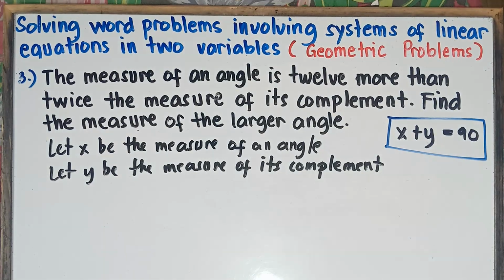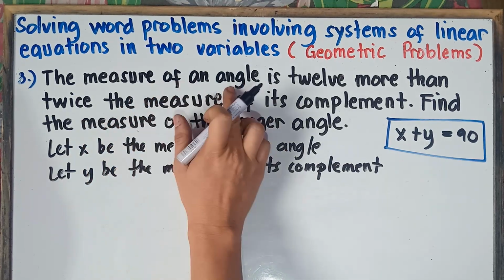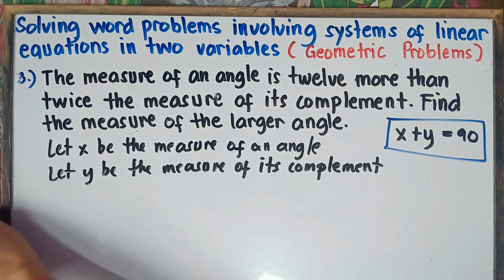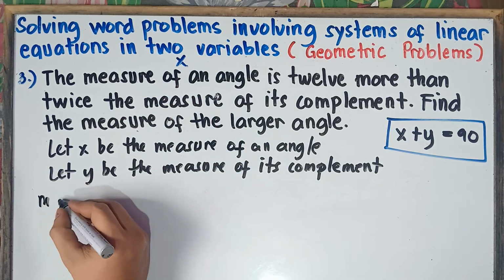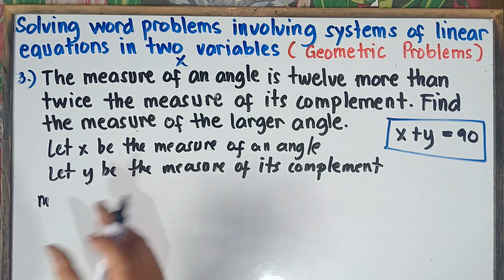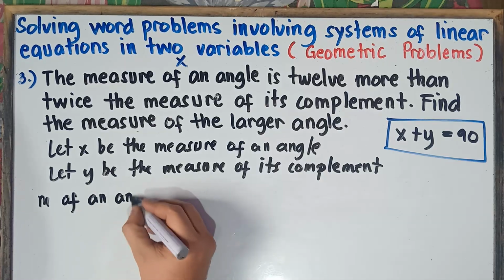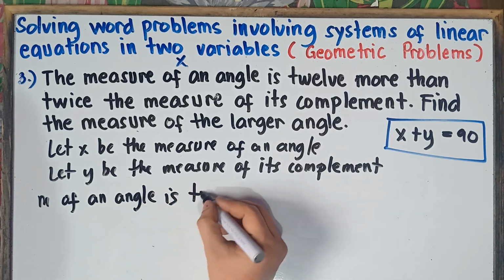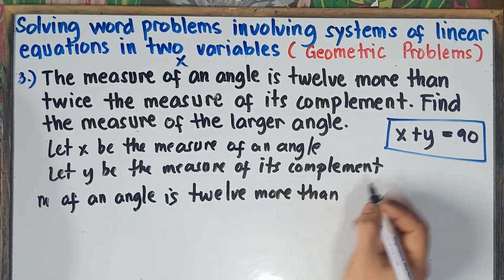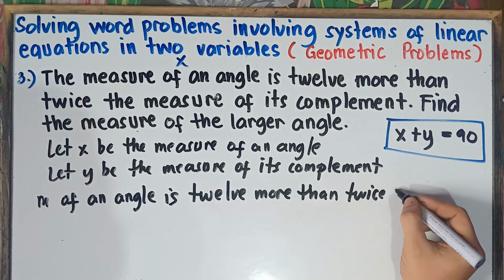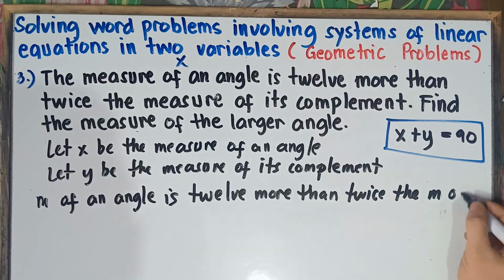Now, it says on the first statement, class, the measure of an angle. So we represent this as x. Let me just write that for you, class, not to be confused. The measure of an angle. We don't have enough space, so let me just write m for measure. So measure of an angle is 12 more than twice the measure, so we'll just write m, measure of its complement.